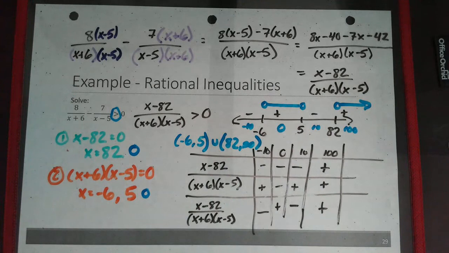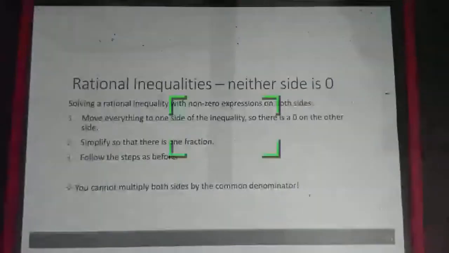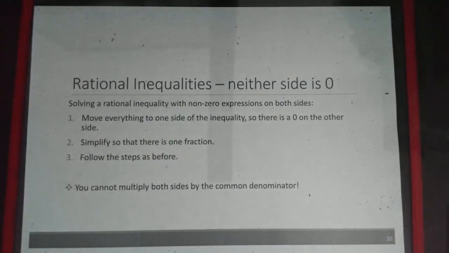So all the steps are the same. It's just a matter of putting it all together into one and then following through. It's also possible that we will come across a rational inequality where neither side is equal to 0. We're going to follow this kind of like you might expect.